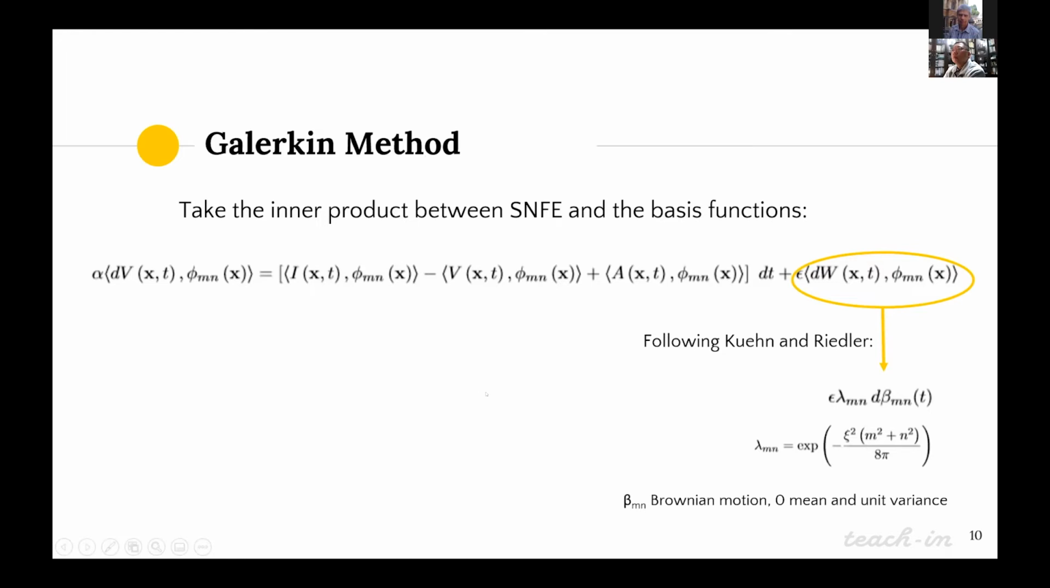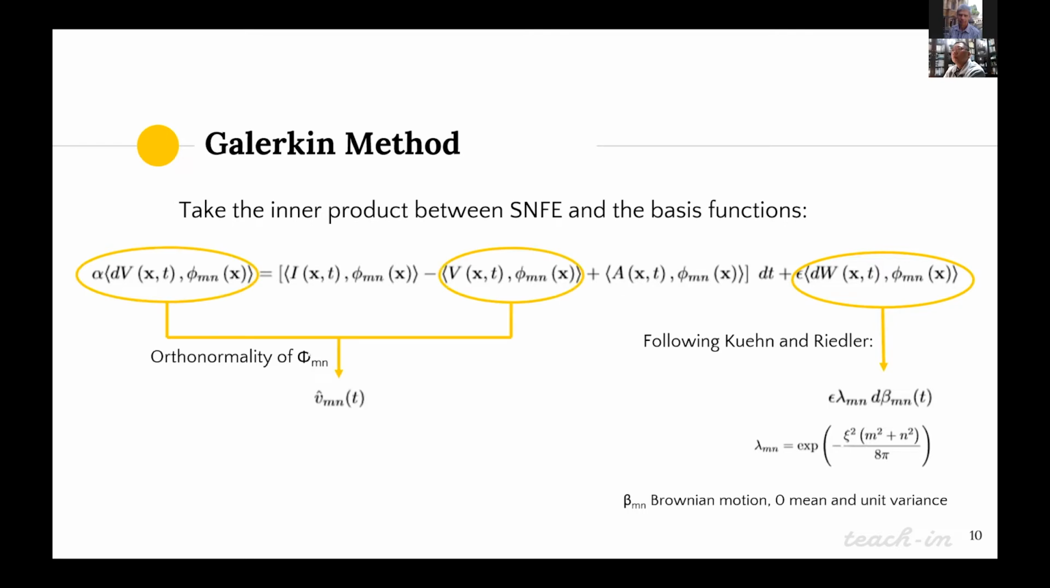And as I said, for the stochastic version of the equation, we are following a paper by Kuhn and Riedler, who also show how to expand the stochastic term. The stochastic term is expanded as a series of the eigenfunctions of the covariance operator. The functions Fmn, as known, form an orthonormal system of functions.